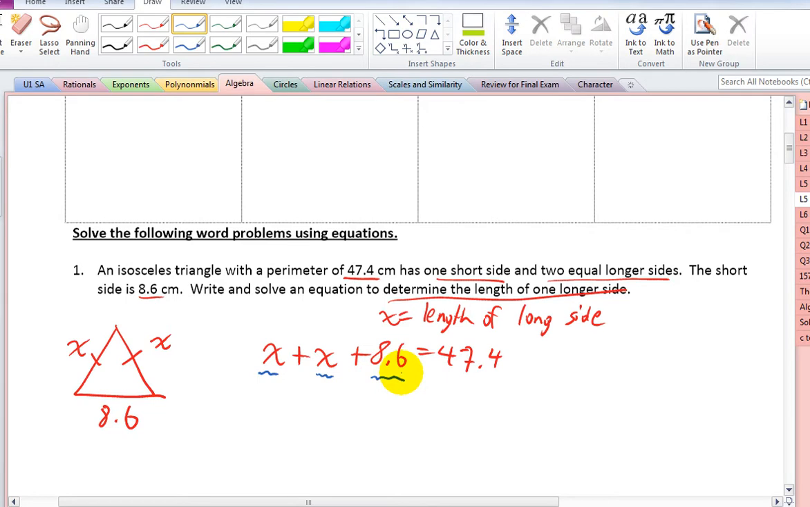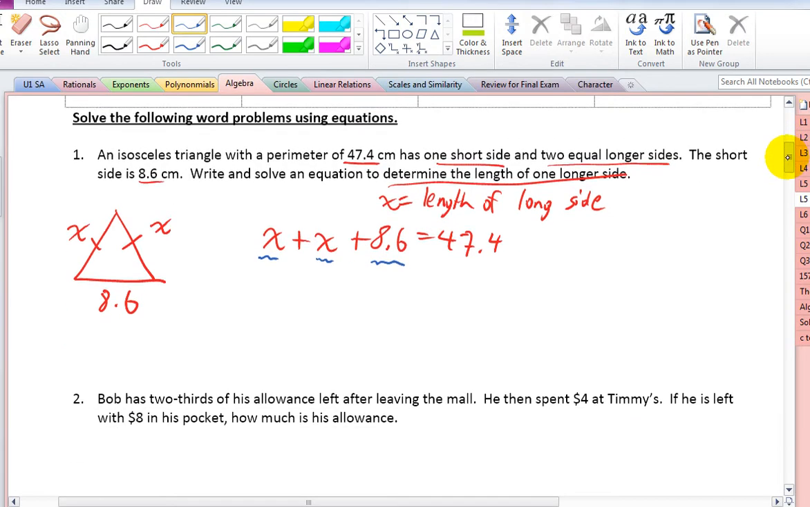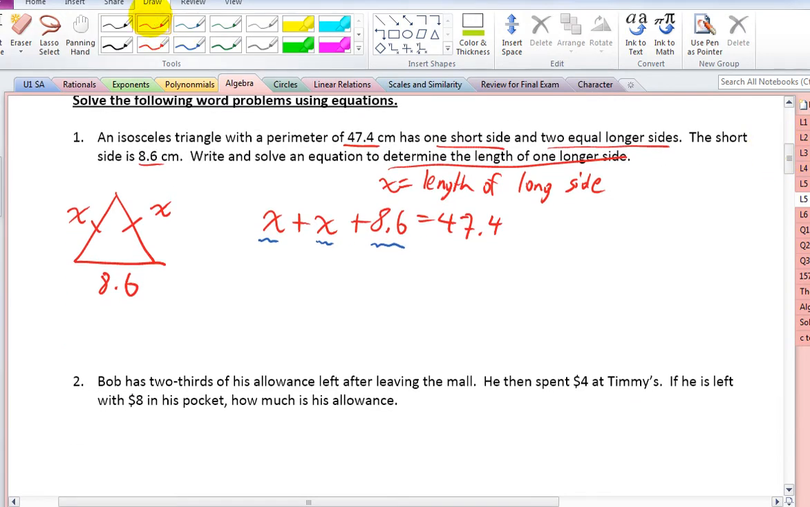How would you count that in French? Good. Most of your immersion, just want to make sure you can count to 3. Okay, you guys pass. 2x plus 8.6 equals 47.4. Solve for x. Go.